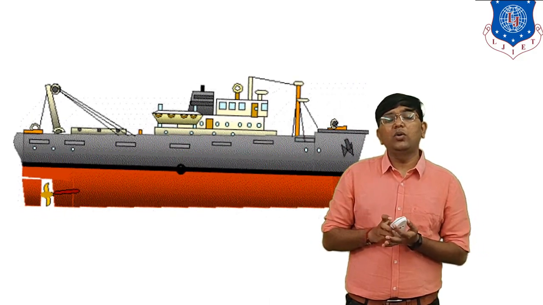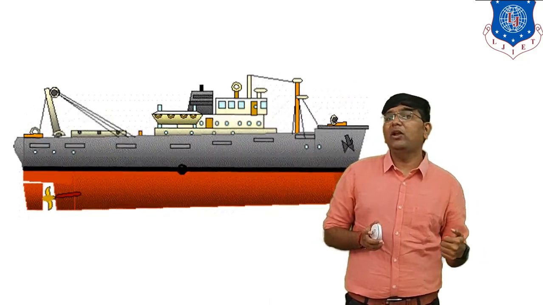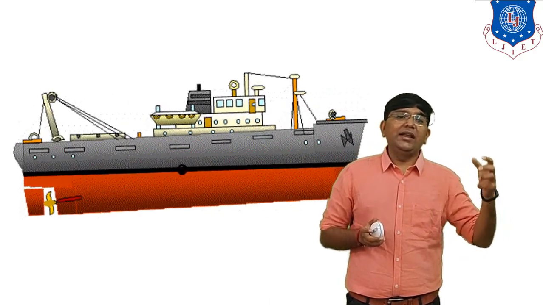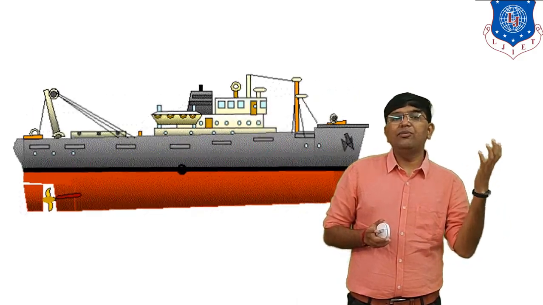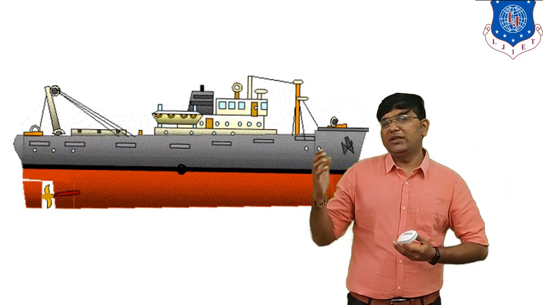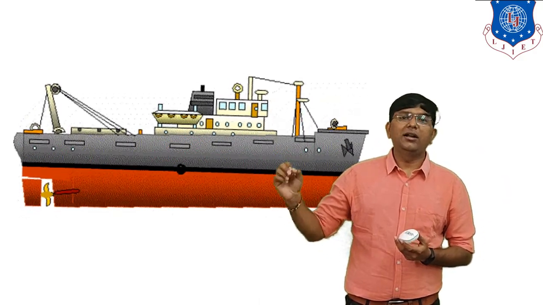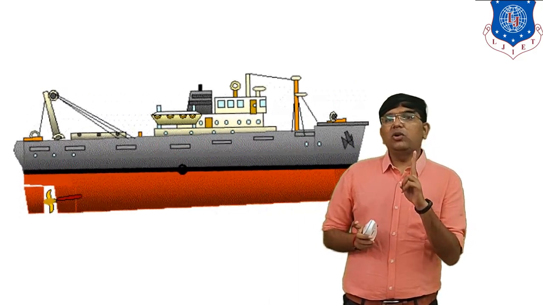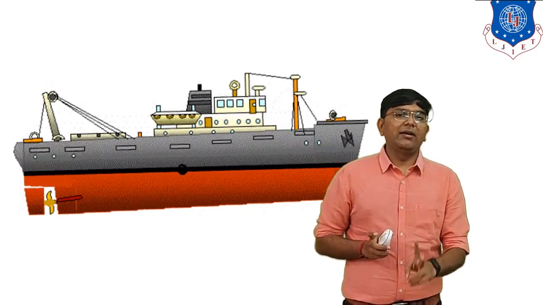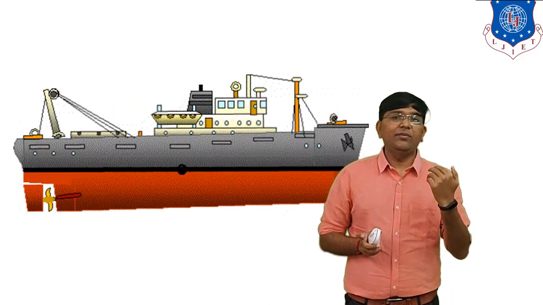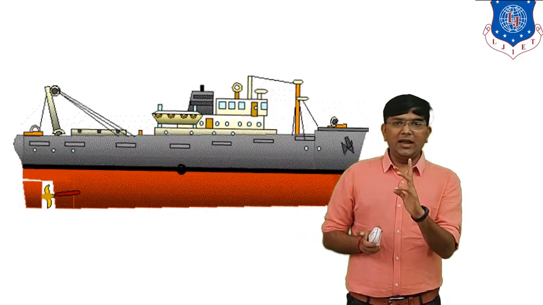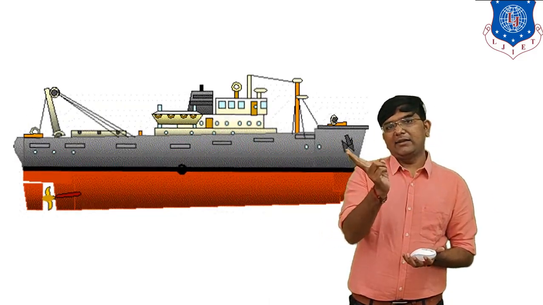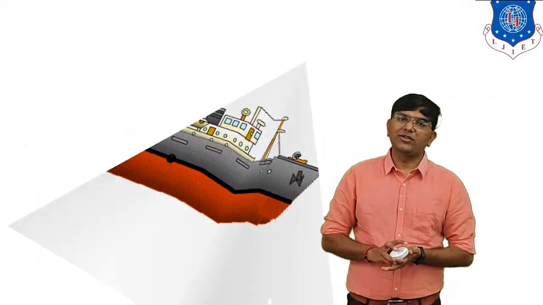Now you have to understand some basic terminology of the ship. Front end of the ship indicates the bow end or the fore end, and the rear end of the ship indicates the stern. Clear? Or aft end. Clear? And one more terminology you have to remember: whenever you visualize the ship from the rear end, the left hand side portion indicates the port side and the right hand side portion indicates the starboard side.